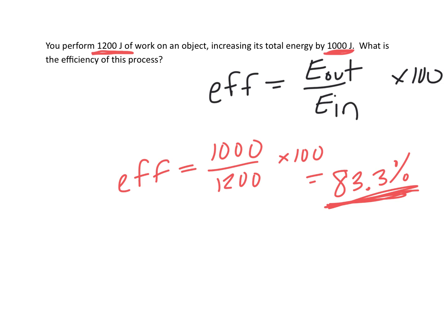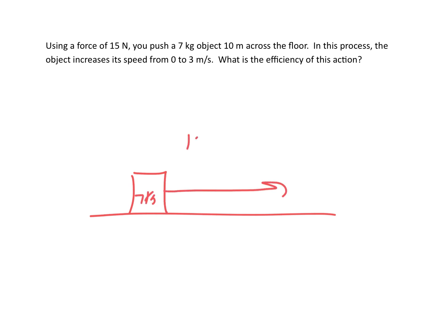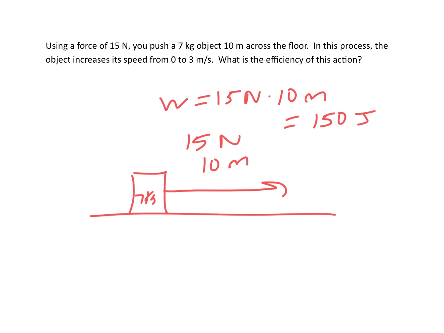But let's look at some more detailed examples here. So here, again, I have an object that is on the floor. It's 7 kilograms, and I am pushing it with a force of 15 newtons, a distance of 10 meters. So again, from earlier, the work that we are putting into this, we're exerting 15 newtons for 10 meters. So that is 150 joules. So this is the work that we are putting in, or the energy that we're putting in, you could say. And the question is, what are we getting out of that?